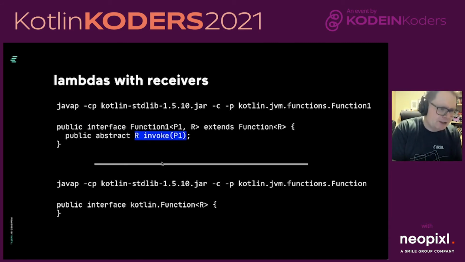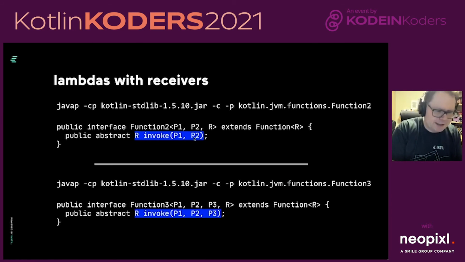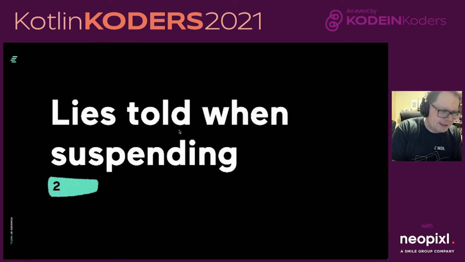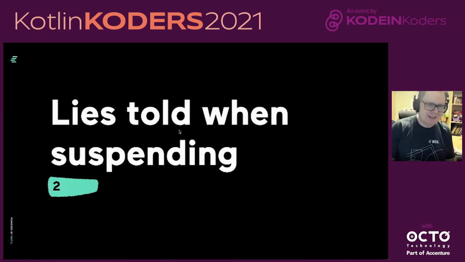So there's a bunch of these interfaces. There's function, function1, 2, and 3, and so on. And they all have an invoke method, and they all use generic types, and type parameters, I should say. And the first type parameter is going to be the type of the receiver. So hopefully, in this first bit of the talk, I've convinced you that there's a lot of lying going on whenever your code is being compiled. But that's a good thing.